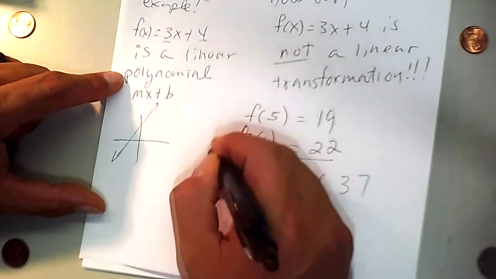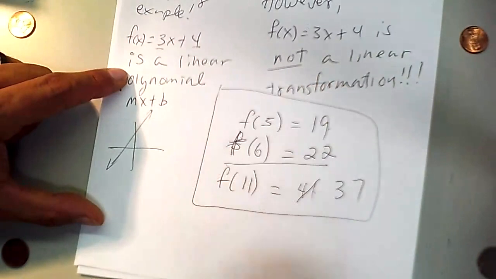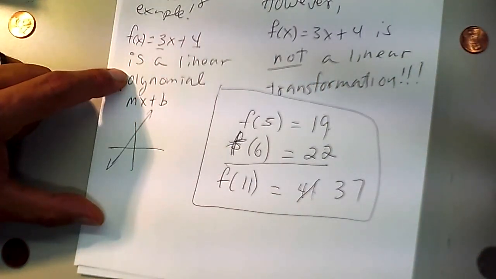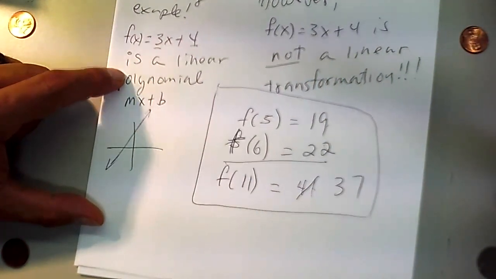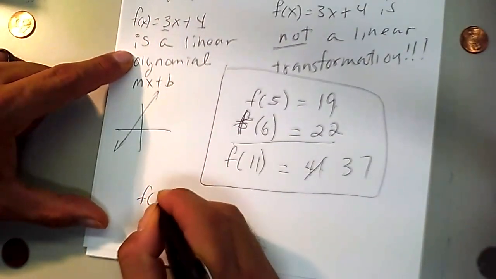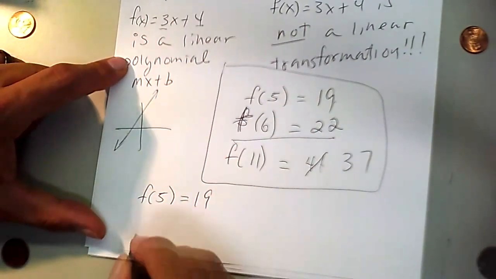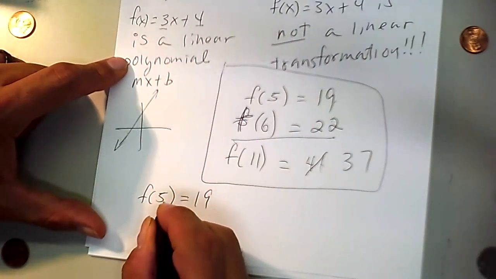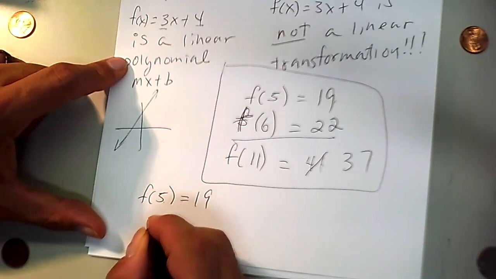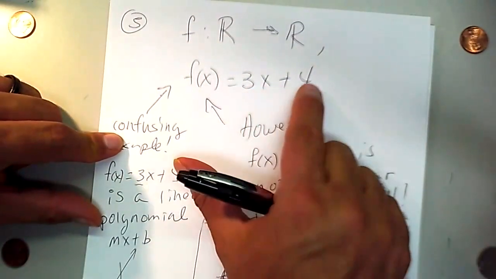This is enough to show that this f is not linear. Now, somebody else could say, okay, I have another way. F of 5 is 19. We don't have to redo it. There it is. If we double the 5, we get 10. F of 10, well, 10 times 3 is 34.